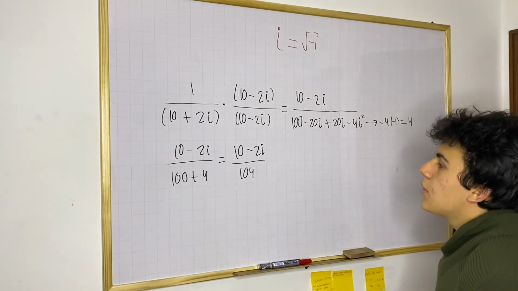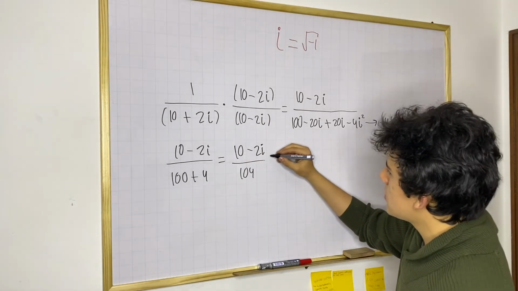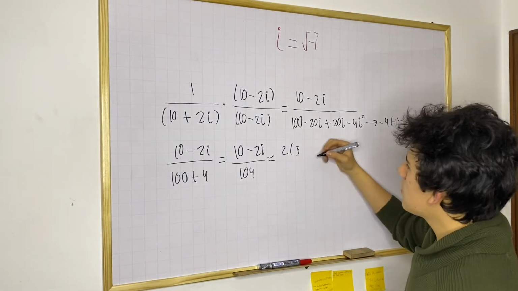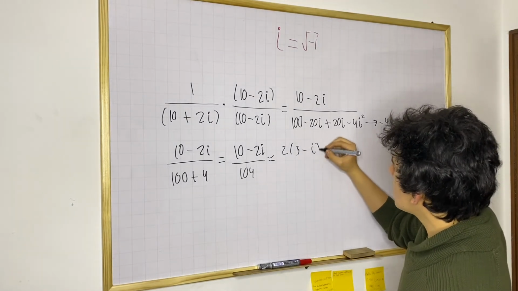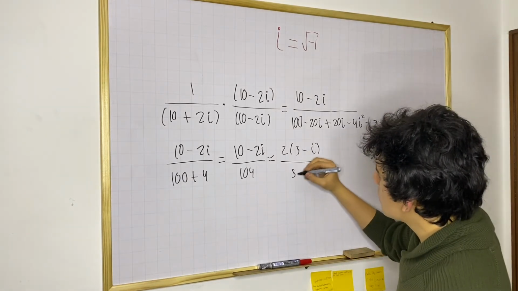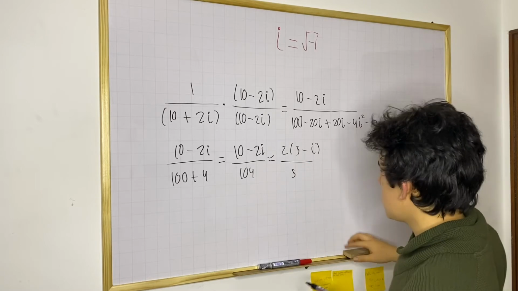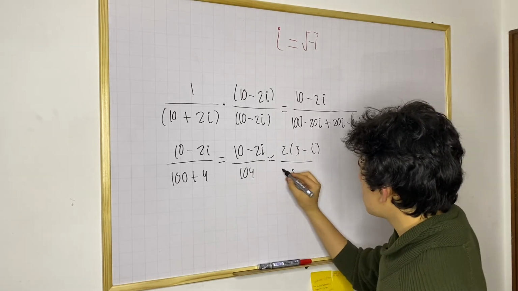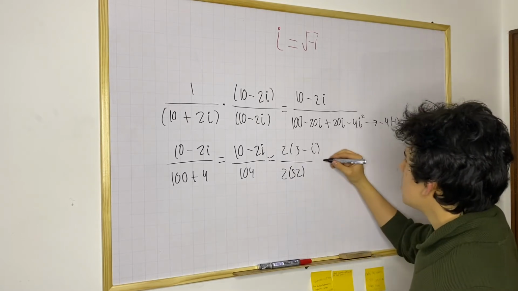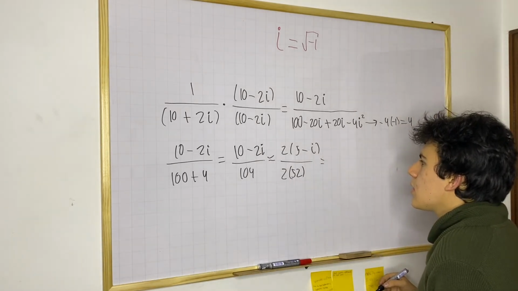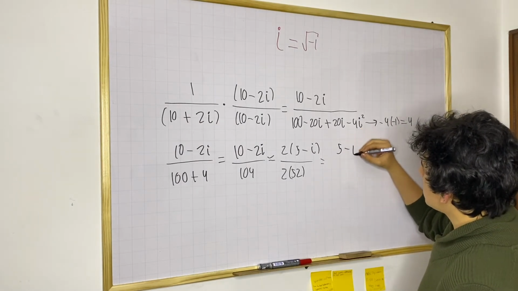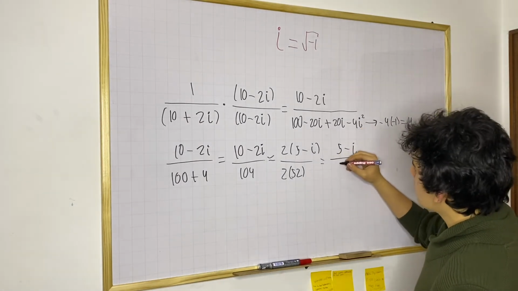Cool. And now we could simplify this. Just take out 2, so we will get 2 times 5 minus i over half of that, which would be 52. Yeah, we're just going to go straight up with the 2 times 52. Can we still simplify anything? No, that would be all. So your final answer would be 5 minus i over 52.